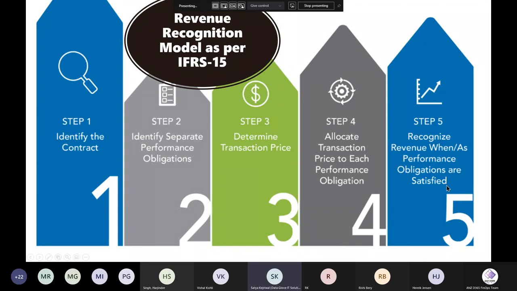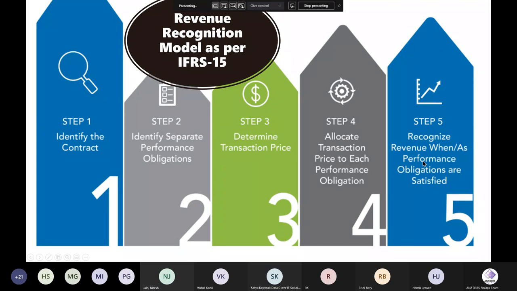Satya, sorry to interrupt. I think I'm not seeing the right slide. I'm not sure if other guys are seeing that. I'm seeing revenue recognition use cases. Yes, for me also. Now I can see the right one. Can you see the five steps? Yes, I can. All right, continue then. There's some lag. No worries, Satya, continue.